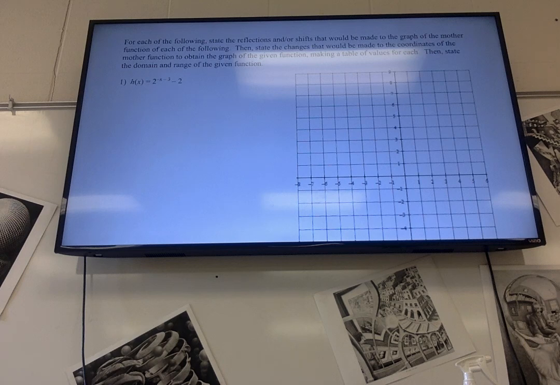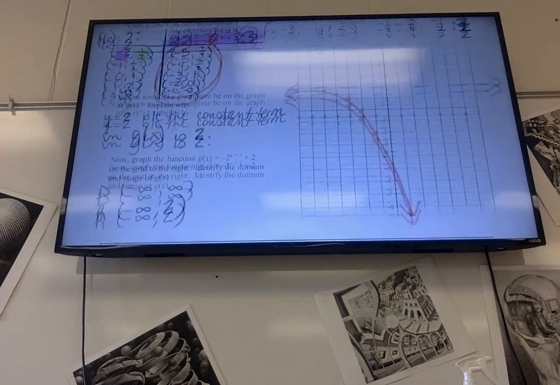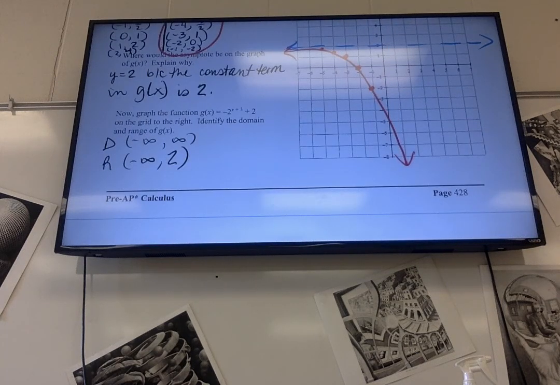So we're going to do some more. For each of the following, we're going to state the reflections and shifts and state the changes that would be made to the coordinates. Make a table for the values of each, then state the domain and range. So we're basically doing everything we did here, only without step by step. And there's several of these.